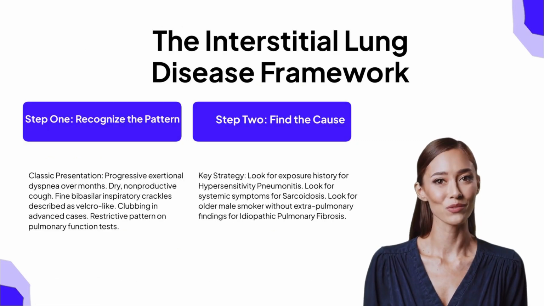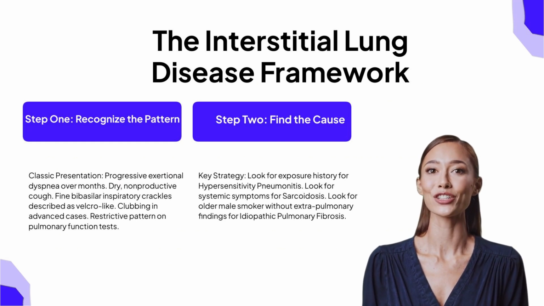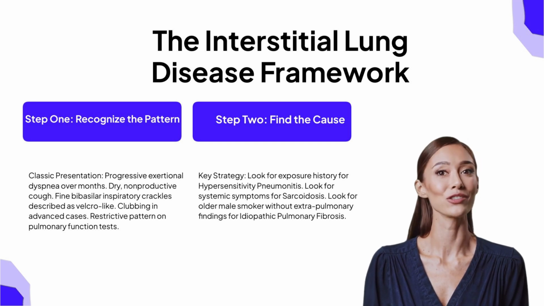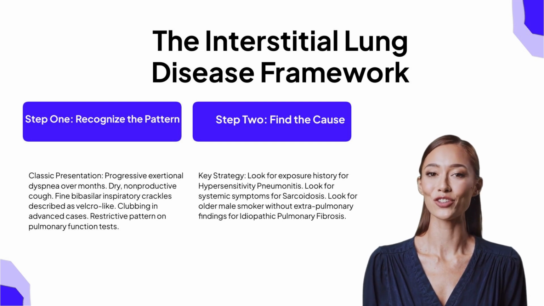Here's your framework for approaching any interstitial lung disease question. Step 1 is pattern recognition. When you see progressive exertional dyspnea over months, a dry, non-productive cough, and those classic Velcro-like crackles on exam, your differential should immediately narrow to interstitial lung disease.